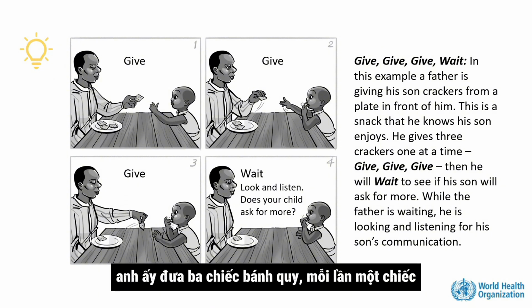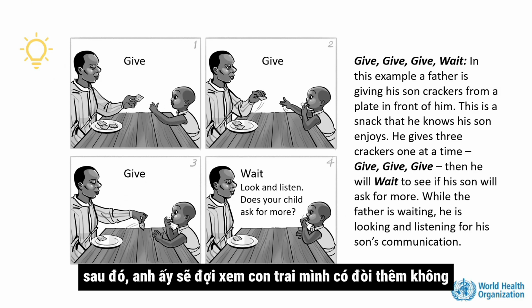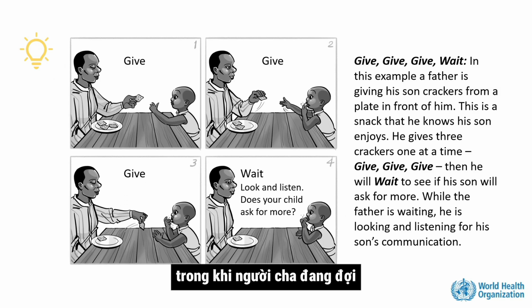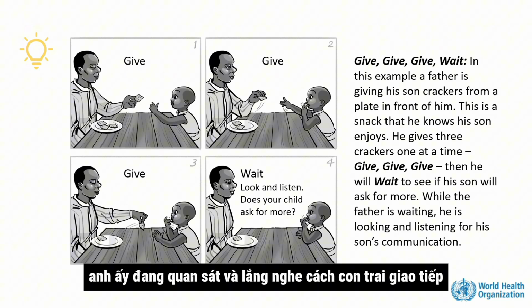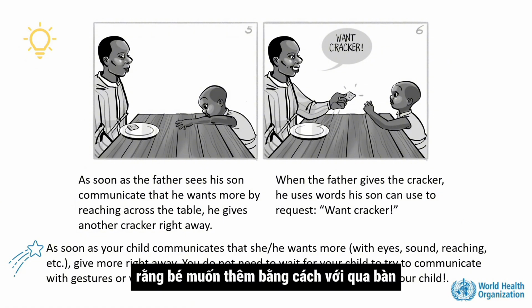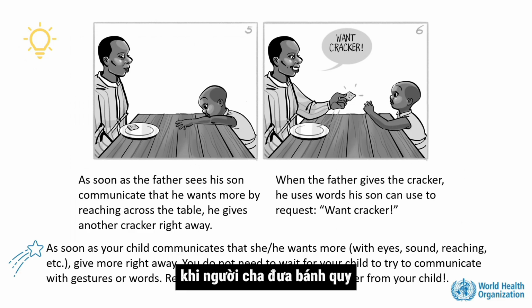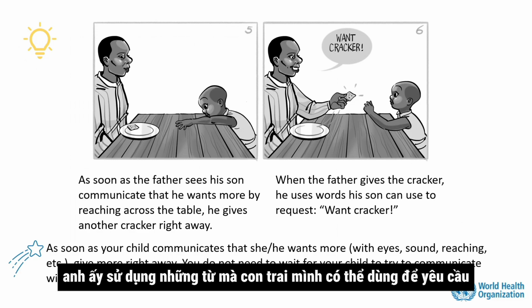He gives 3 crackers one at a time. Give, give, give. Then he will wait to see if his son will ask for more. While the father is waiting, he is looking and listening for his son's communication. As soon as the father sees his son communicate that he wants more by reaching across the table, he gives another cracker right away. When the father gives the cracker, he uses words his son can use to request.